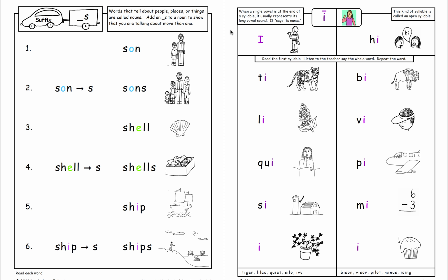We're going to look at 2 pages in our book. On the left side, we're going to talk about adding the suffix s to the end of words. Words that tell about people, places, or things are called nouns. Add an s to the end of a noun to show that you're talking about more than one.